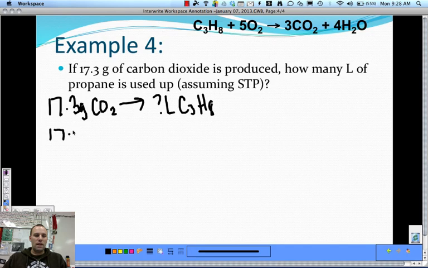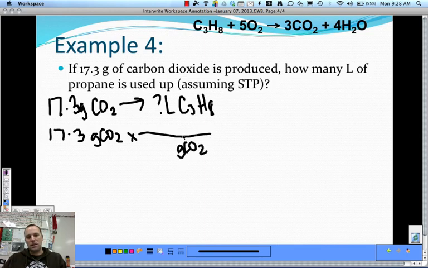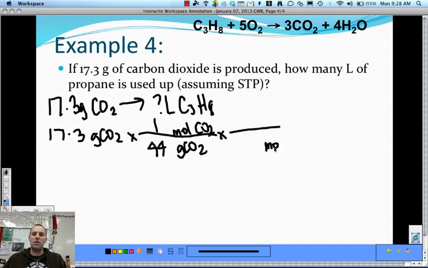Okay, write what you know again. 17.3 grams of CO2 times and then a line. What's the chemistry tip of the year? Am I sounding like a broken record yet? Bueller. Okay, 1 mole is 44 grams. We've added that up a bunch of times. That came from the periodic table.